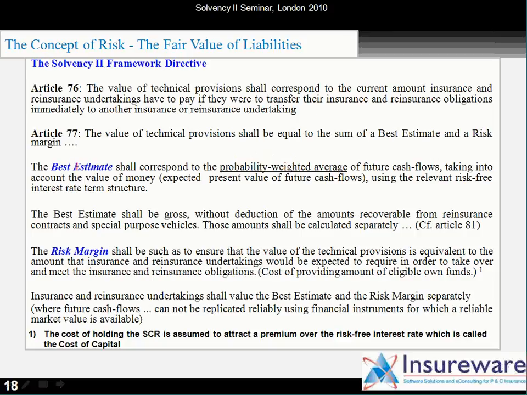Best estimate of liability, BEL, corresponds to the probability weighted average of future cash flows. Well, probability weighted average is just the mean. It's the mean of a distribution, and you're going to take into account the time value of money. In other words, it is discounted. So the best estimate shall be gross, without deduction of the amounts recoverable from reinsurance contracts and special purpose vehicles. Those amounts shall be calculated separately.